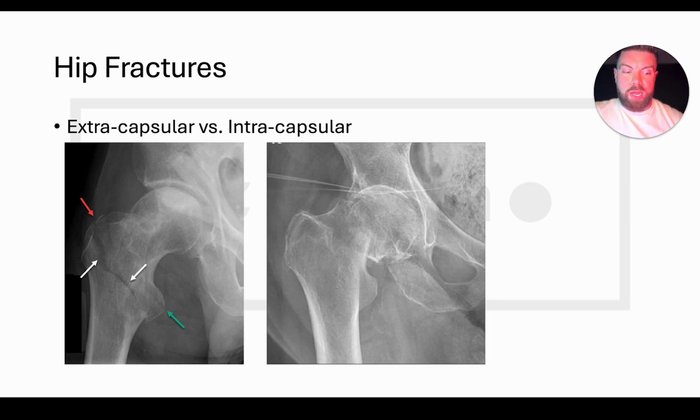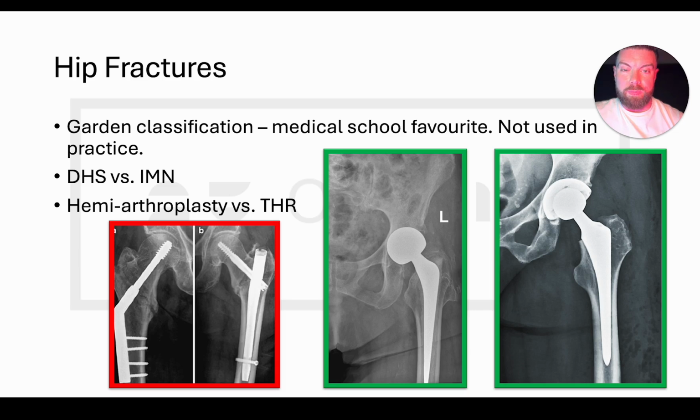Extracapsular versus intracapsular. For this one here, you can see this is the femoral head, and the femoral neck itself is sitting below it. On the left-hand side of the screen where the arrows are pointing, it's an intertrochanteric fracture, and therefore it is extracapsular, and you can fix these. The Garden classification is a medical school favourite. We often avoid it in general practice of orthopedics because it's only based on a front two-dimensional view of the AP of the pelvis and AP x-ray.